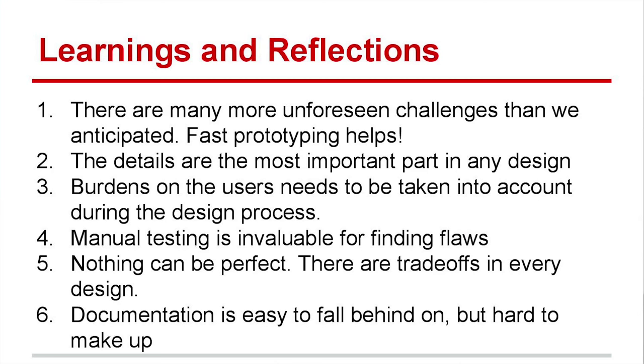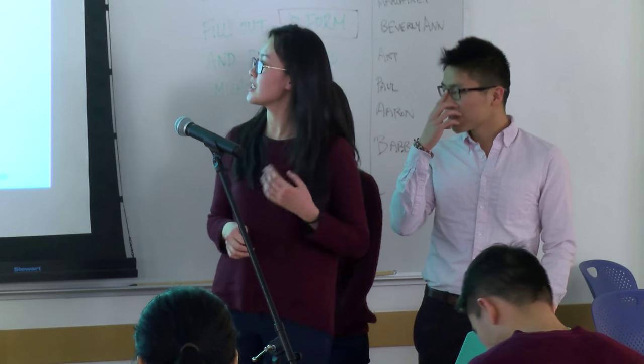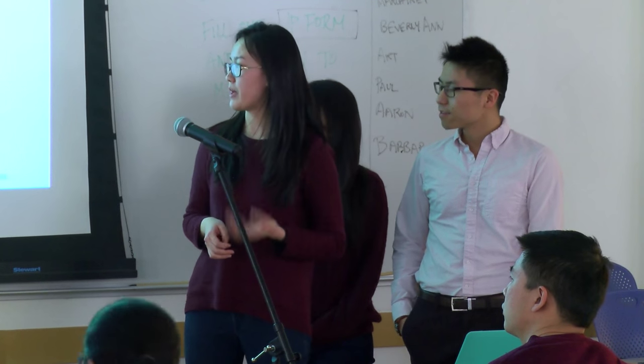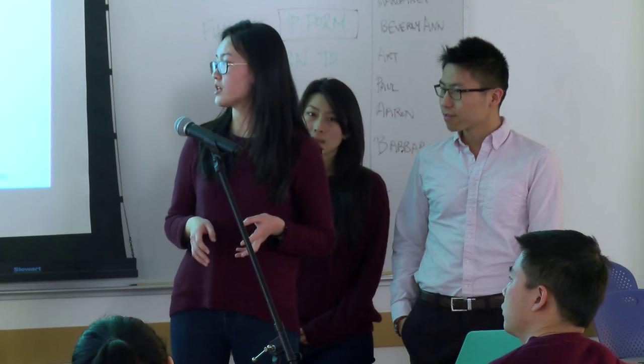And there are a lot of things that we learned through this. Basically the first thing we learned is that there could be a lot of challenges that we didn't predict, but fast prototyping actually helps so that we can make more iterations. The second is that the details are the most important part while we are doing the design. The third is that we need to take into account the burdens that we have on our clients. And also manual testing is very important to find the flaws and the bugs.